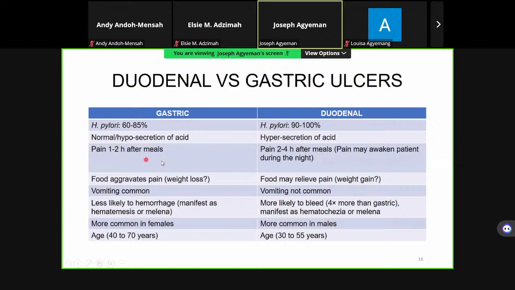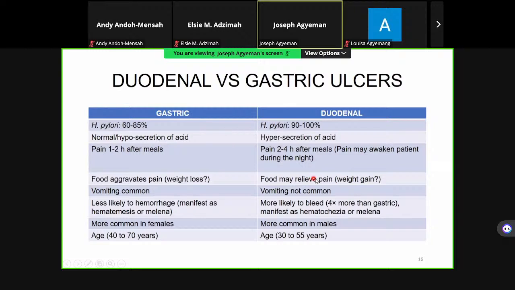So in a nutshell, this happens with meals. This happens when you are hungry, the pain. Food aggravates the pain, of course. When you eat, you feel the pain. So you won't be happy. You are not going to eat. You feel pains when you eat. So that will lead to weight loss.